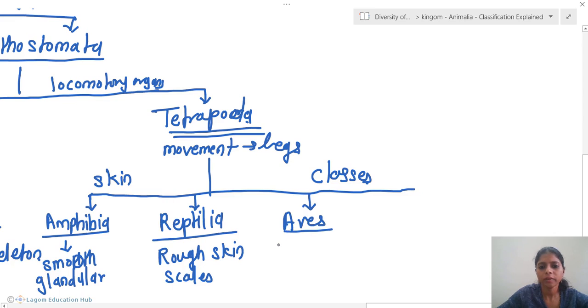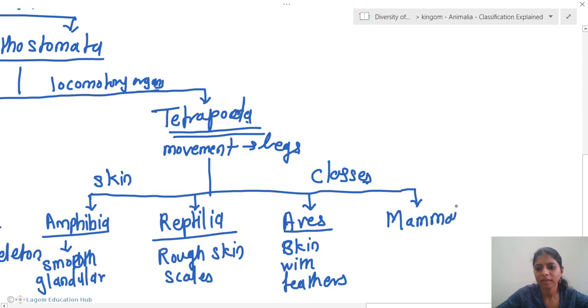Then the fourth class is called Aves. Aves are nothing but birds, and here the skin is with feathers. And lastly, there are the mammals. When we consider mammals, the skin is with hair. Got it? So this is all about the classification of kingdom Animalia.